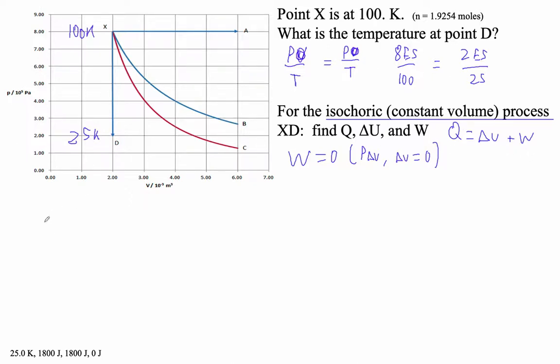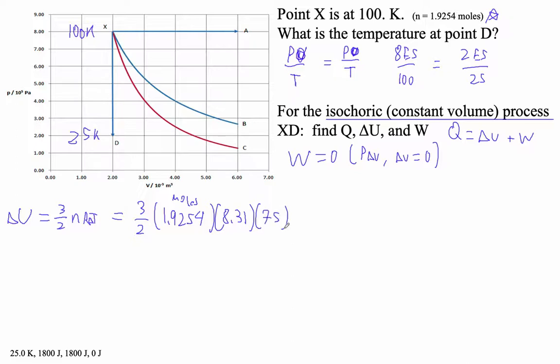Let's find the change in internal energy, right? Now, the way we're supposed to do it is we're supposed to use this formula. U is 3/2 nRT, so therefore our change in U is that times the change in temperature, right? So let's figure that out. U is going to be 3/2 times 1.9254. That's the number of moles, right? We figured that out in the previous problem from the temperature and the pressure and the volume. All right, and then R is 8.31. And then our change in temperature is 75, right? So let's go 3 divided by 2 times the number of moles. I got to find it here. I'm going up arrow. There it is.